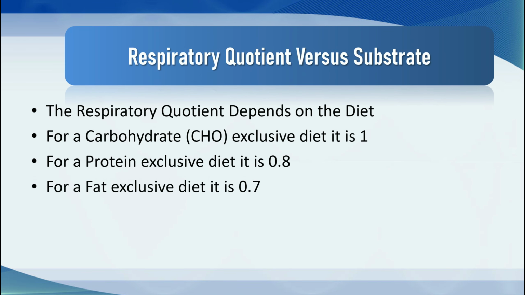The respiratory quotient depends on diet. For an exclusive carbohydrate diet, the respiratory quotient is 1. For a protein-exclusive diet, the respiratory quotient is 0.8. For a fat-exclusive diet, it is 0.7.